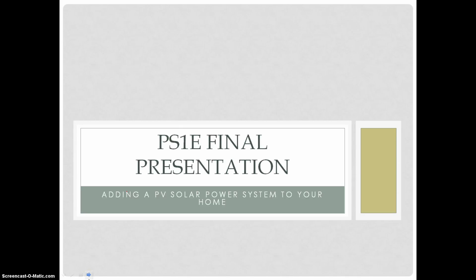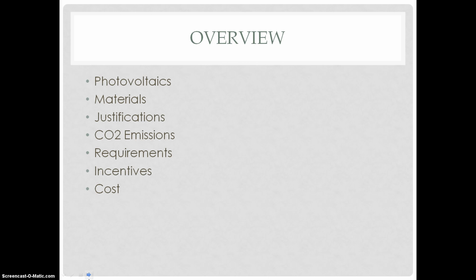Hello, I am Anthony Barnett, and this is my final presentation for Principles of Sustainability 1, discussing the installation of a solar power system on my home. In this presentation, I will discuss what photovoltaics are, materials in the system, justifications for installing the system, the reduction of CO2 emissions, the requirements for installing a system, the state and federal incentives, and a cost-benefit analysis.